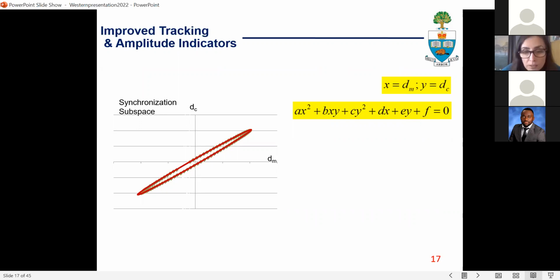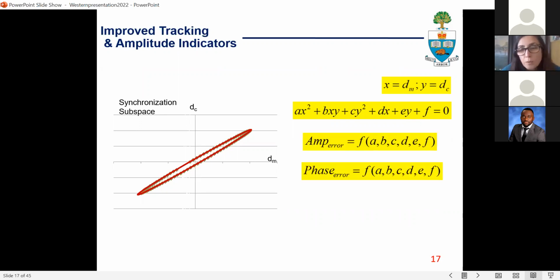This time, instead of using the area enclosed, we developed closed form expressions. If we fit an ellipse to the synchronization subspace plot as it evolves in this synchronization subspace, we have this equation for the ellipse. We derived amplitude and phase error definitions as a function of the coefficient of the ellipse. And we used image processing techniques, direct square fitting approach, to fit an ellipse as the experimental data populates the synchronization subspace plot.